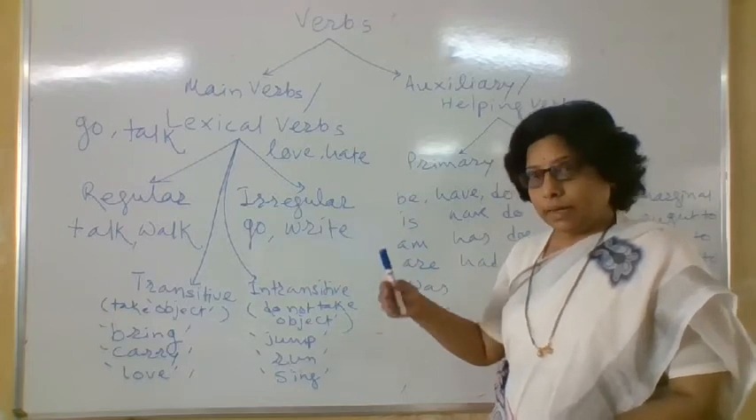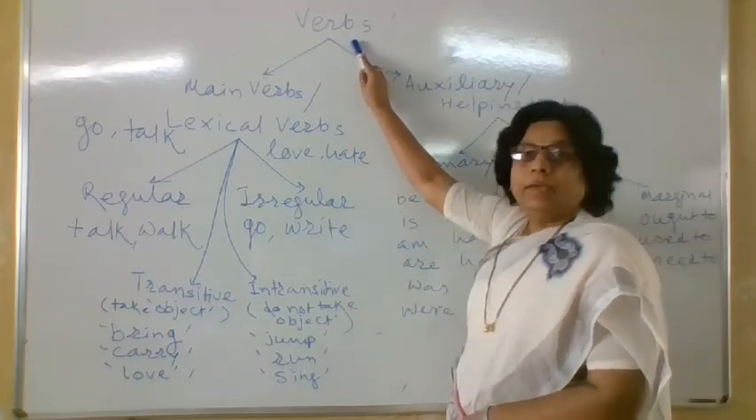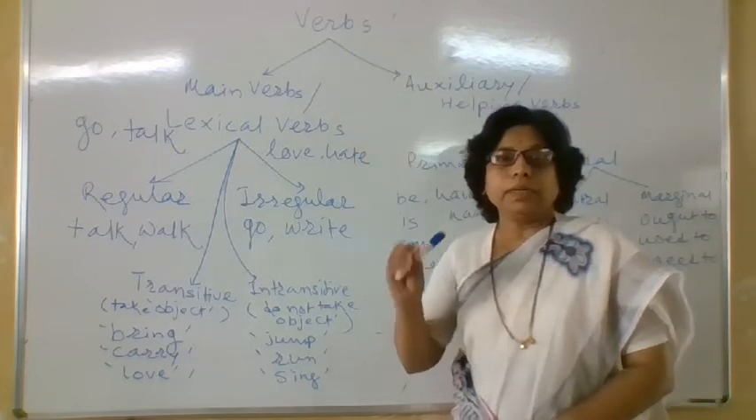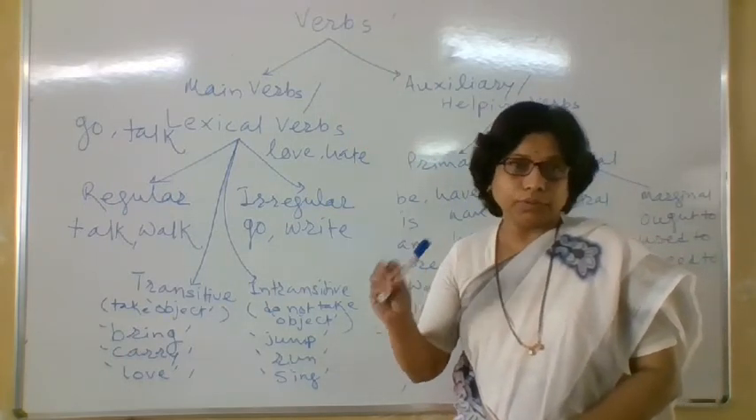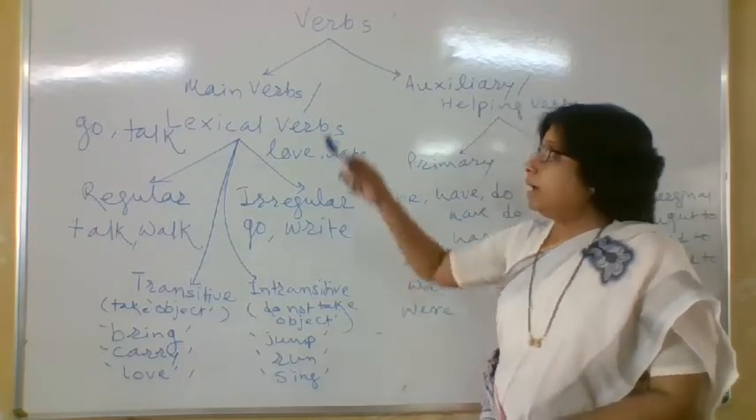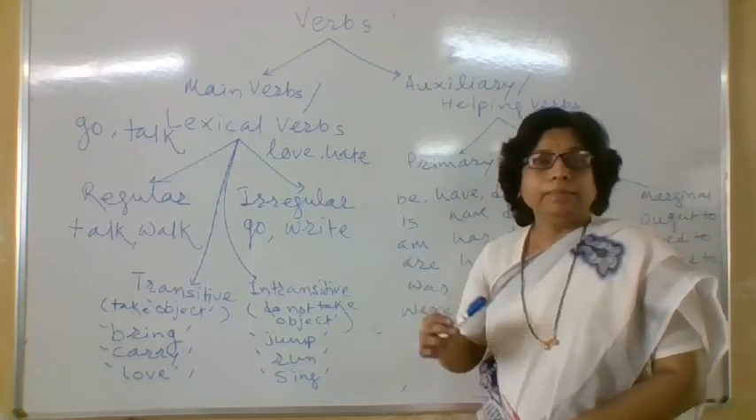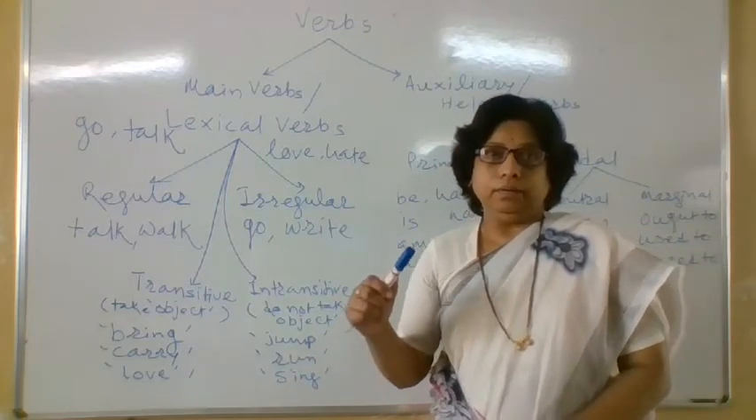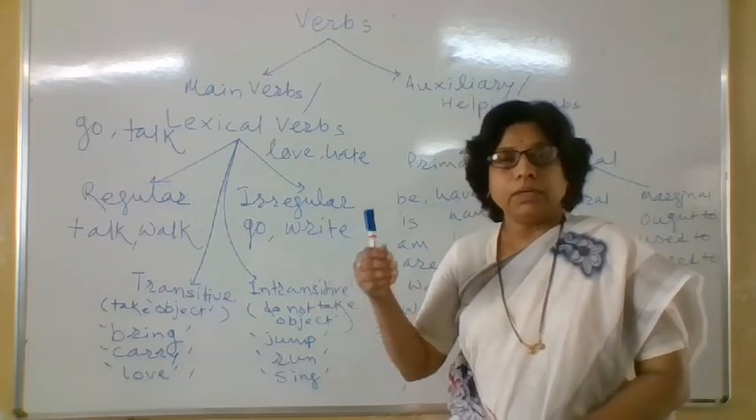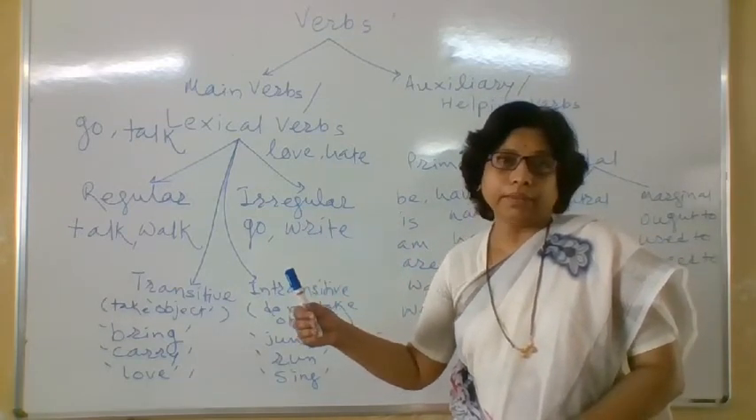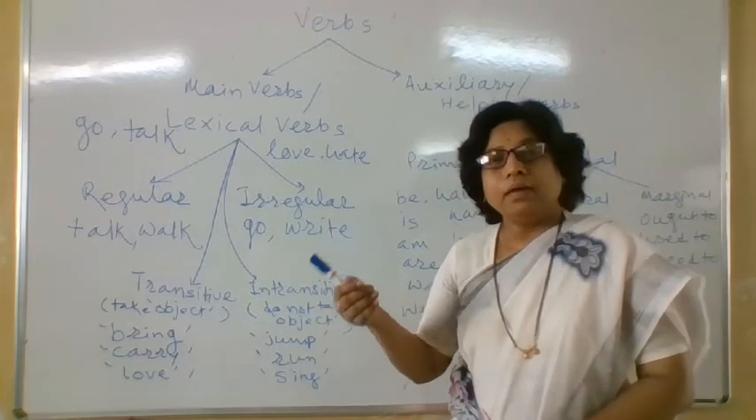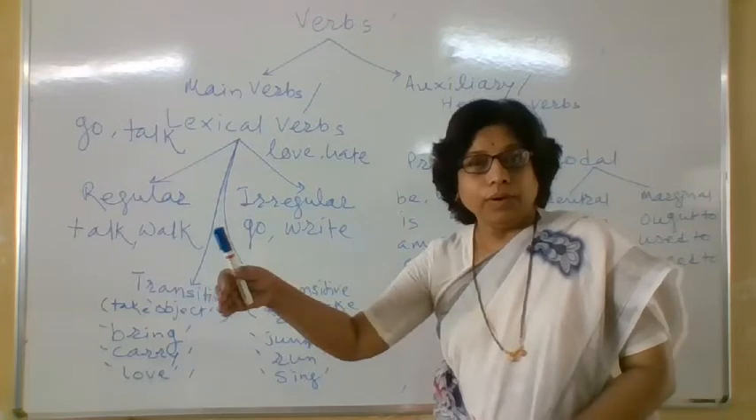Now let us again begin with the word verb. So verb is an important class of word. It's a word type, and it is mainly the word that talks about actions, states, or events. So, in a very simple way, we can say that verbs are the doing words.